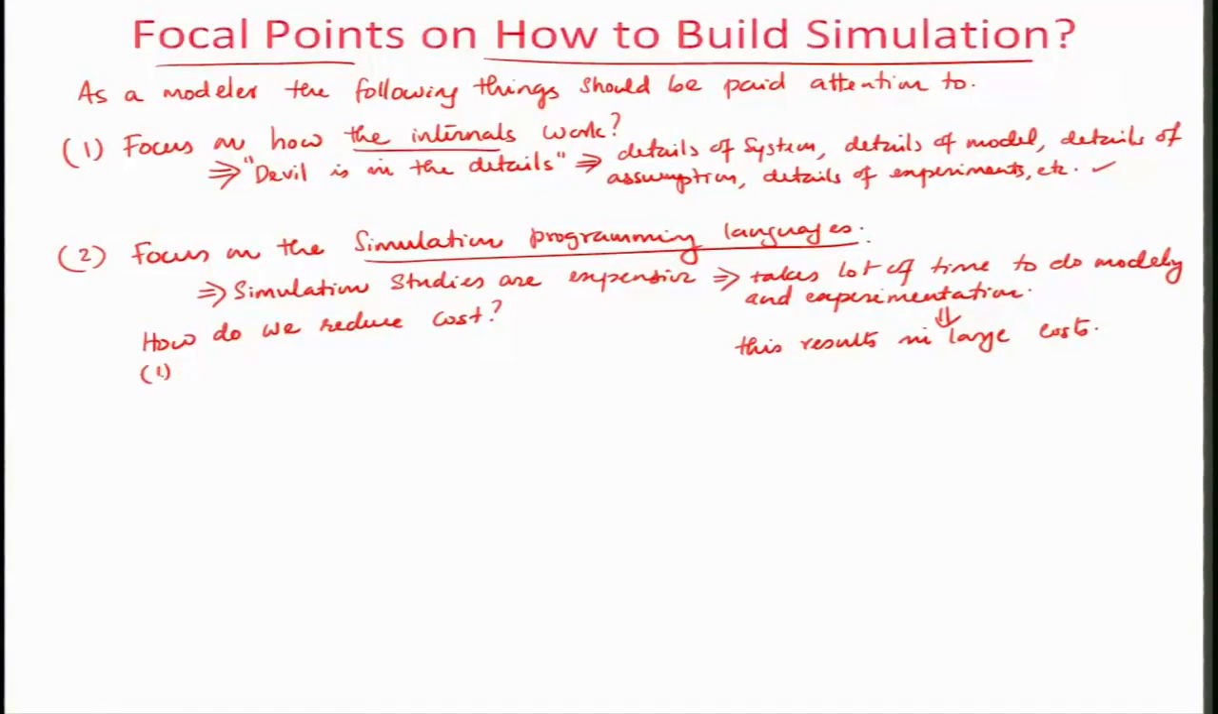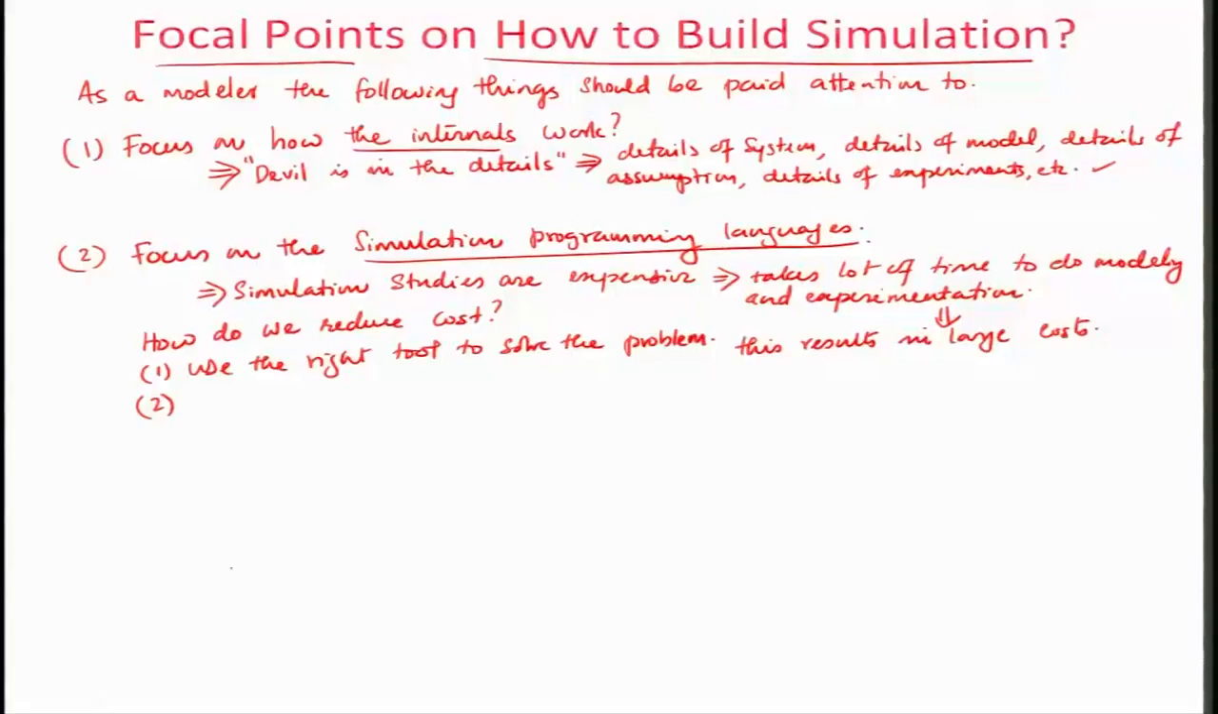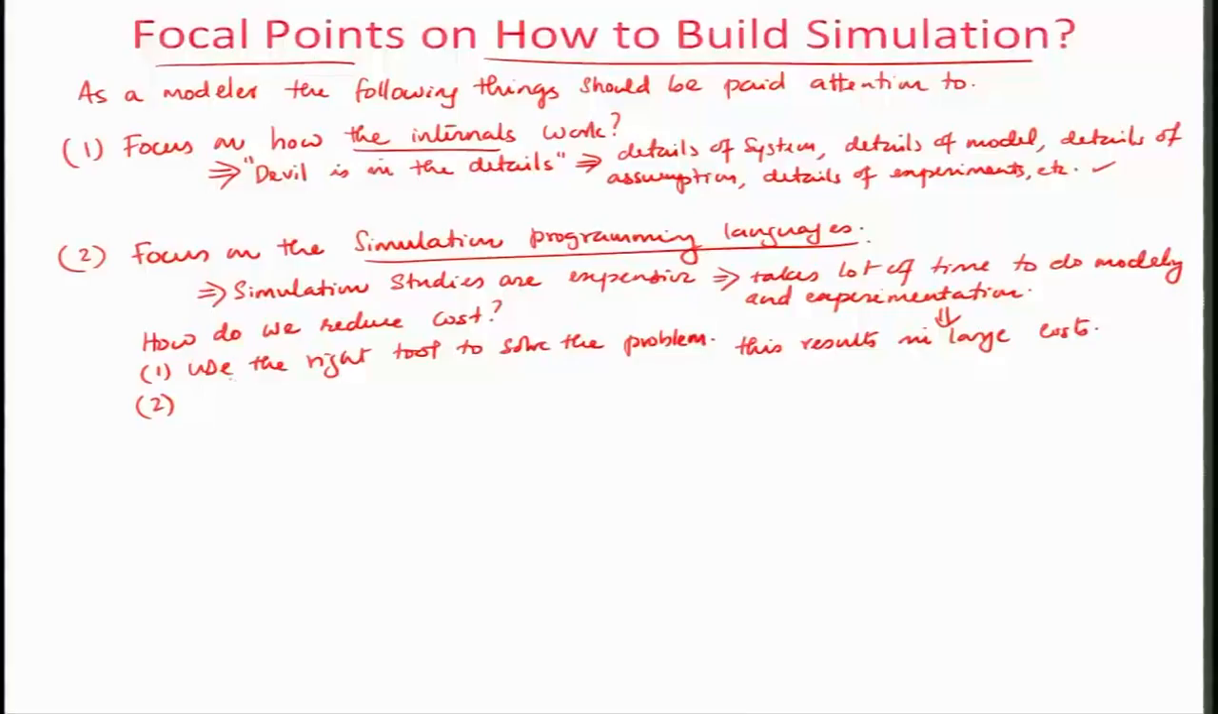Okay. The first way to do it would be to use the right tool to solve the problem. For studying a simple facility like a bank, you would rather not build a custom-built simulation; you would rather use a readily available simulation package. But let us say you are trying to study the launch of a nuclear bomb, then you would probably end up building a custom model. So, how can we use the right tool? If you have the right tool to solve the problem, then that will result in reducing the cost.